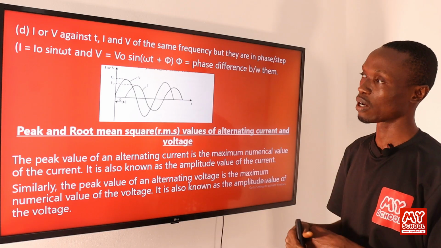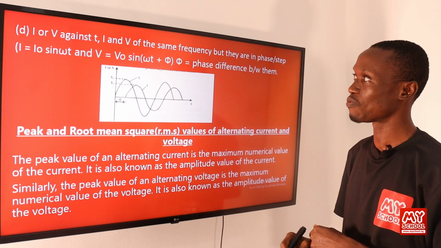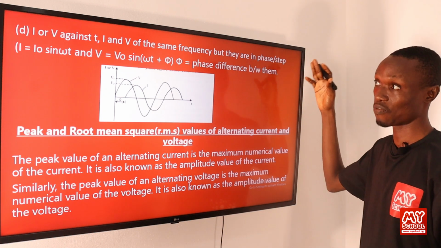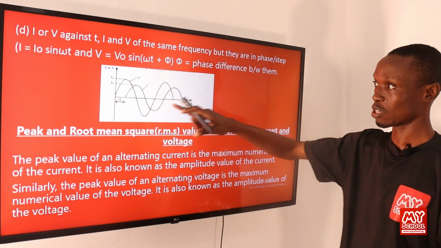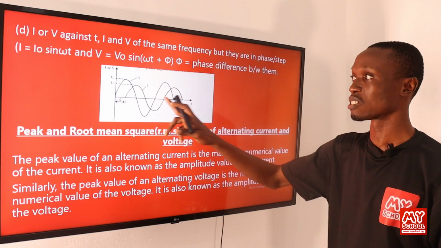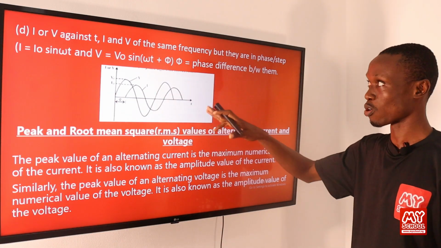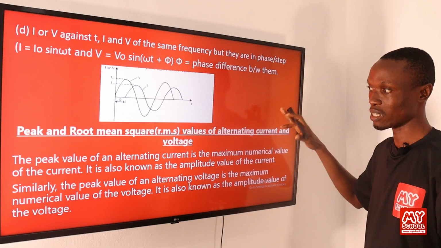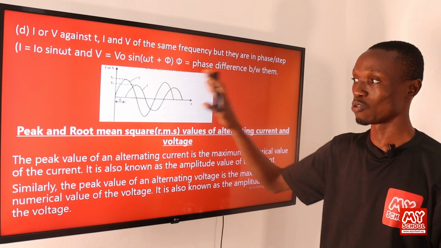Then we also have D, which is I or V against t. I and V have the same frequency, but in this case they are out of phase. So this is just the graph. If you check this very well, you discover that the two graphs don't begin at the origin. The reason for that is because the voltage and the current are out of phase, or out of step. So in that case, this is the graph you obtain.